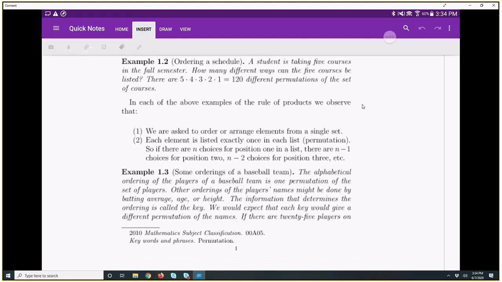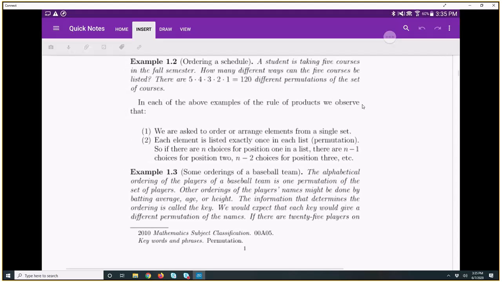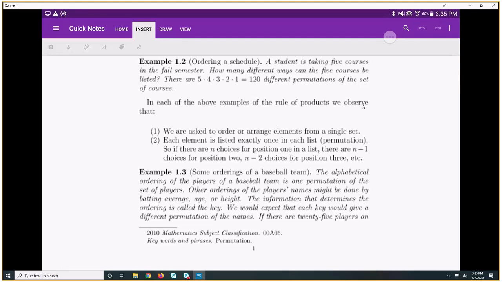Or how about ordering a schedule? A student is taking 5 courses in the fall. How many different ways can the 5 courses be listed? There will be 5 times 4 times 3 times 2 times 1 equal to 120 different permutations of the set of the courses.